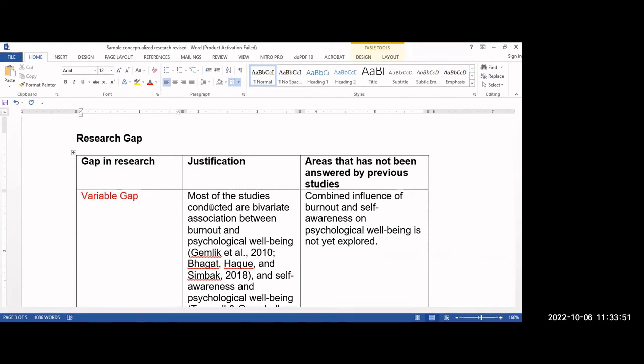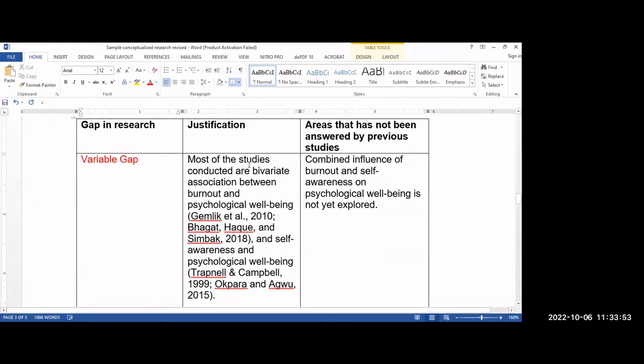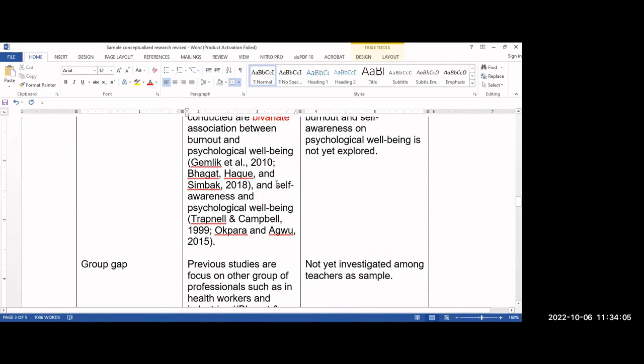So you can justify that most of the studies conducted are bivariate association between burnout and psychological well-being. Paisa-isa lang ang study, burnout and psychological well-being, and another study, self-awareness and psychological well-being. Okay?